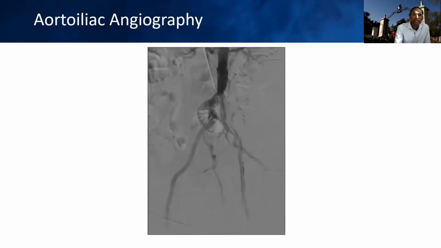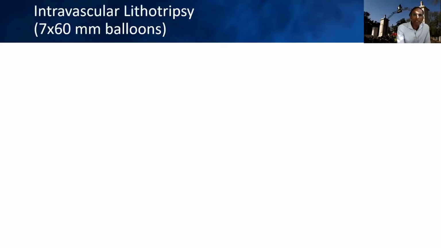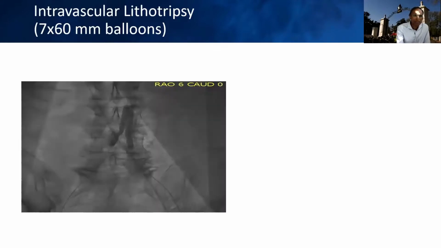Here's the baseline aortic angiography, which confirms what we had seen on CT scan. In this case, we started out first at the bifurcation. I think there's differences in techniques given the novelty of this procedure and what we think might be the best approach.